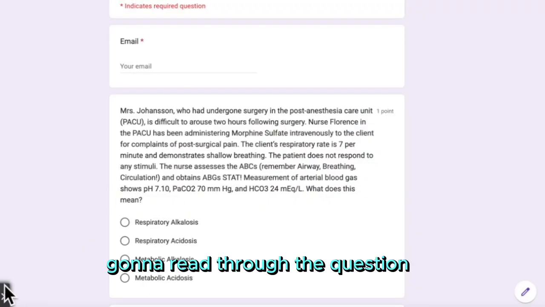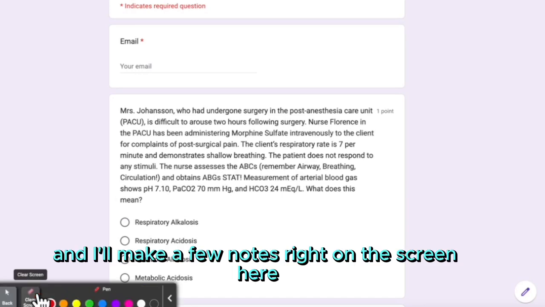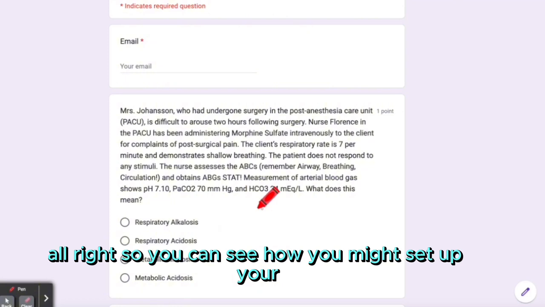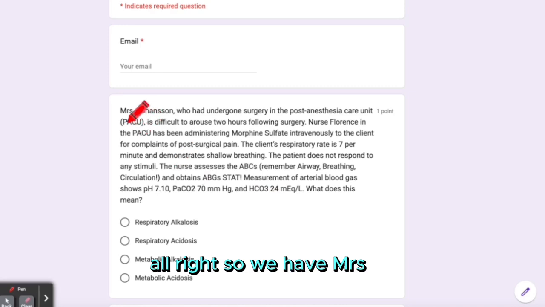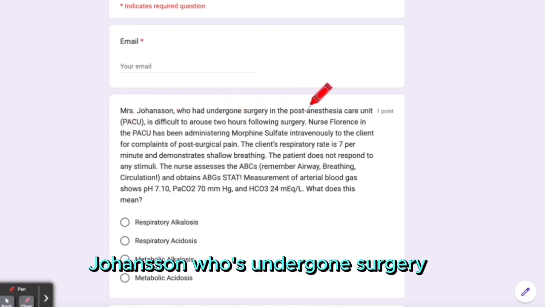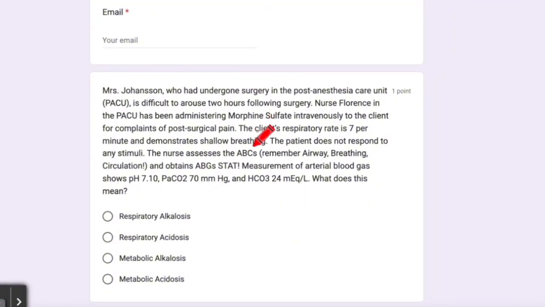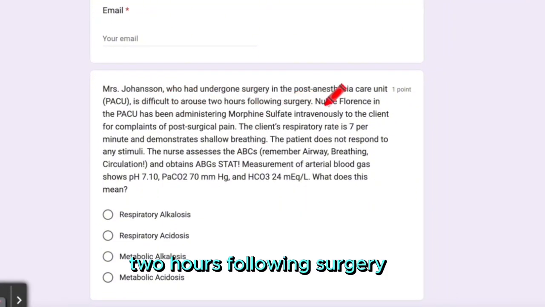I'm going to read through the question, and I'll make a few notes right on the screen here. All right, so you can see how you might set up your tic-tac-toe grid going forward. We have Mrs. Johansson, who has undergone surgery, in the post-anesthesia care unit, PACU. It's difficult to arouse her 2 hours following surgery.